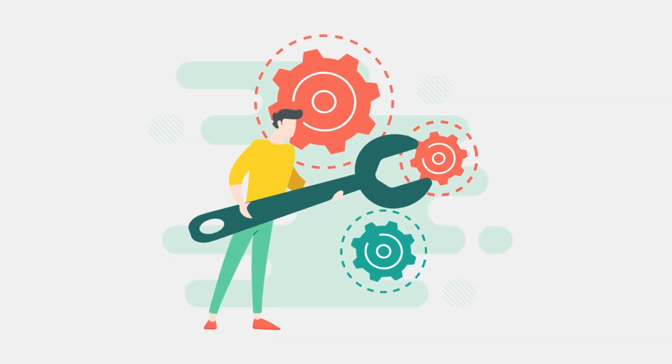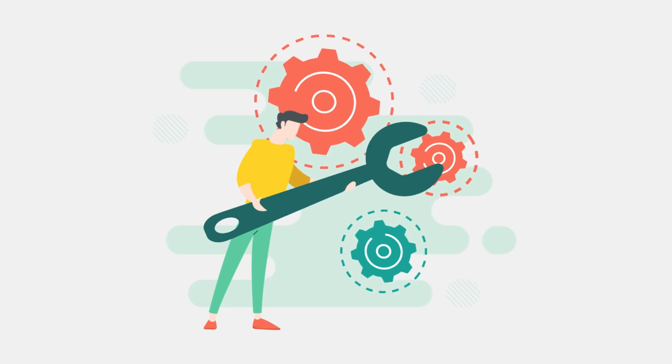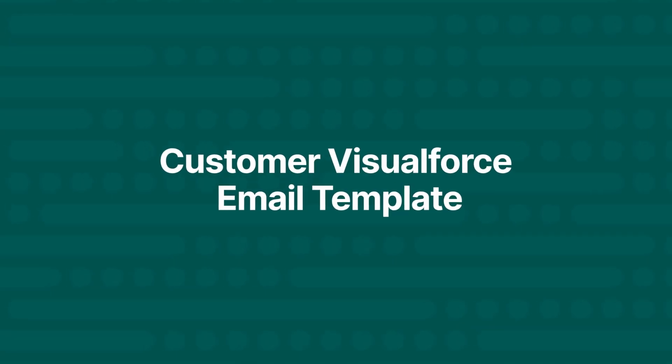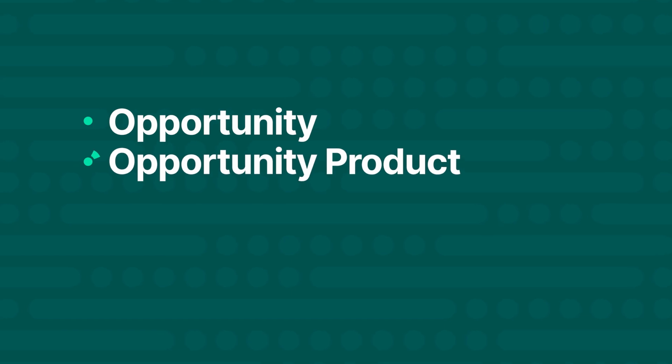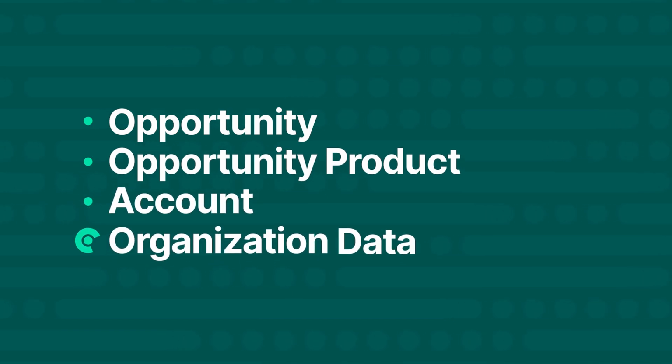First, let's review the required fields and components. To build this functionality, you'll need the following components. We'll need to create 3 fields on the opportunity object: pay link, contact, and invoice number. Next is a custom Visualforce email template. This template formats the PDF invoice, ensuring it looks professional, and it includes opportunity product, account, and organization data.